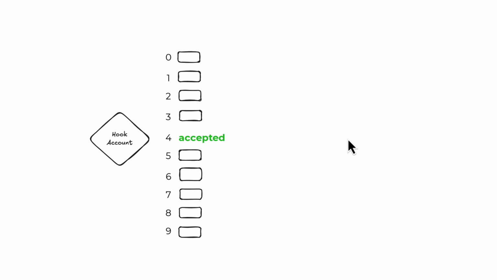Another important thing to note here, suppose transactions fail at hook position 9 or any position, then the state changes in any of the installed hooks will not be committed to the ledger. No state will be committed to the ledger if the transaction fails at any point.